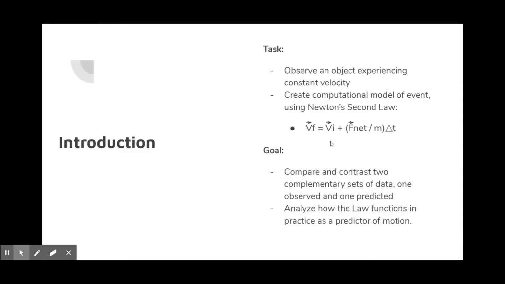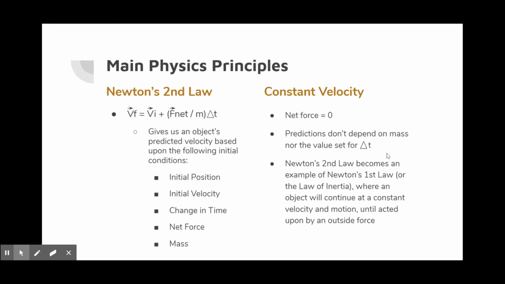As an introduction to the lab, our goal was to observe an object experiencing constant velocity and use our resulting data to create a computational model through GlowScript, which is coding software for 3D modeling, which would then act as a predictor for our observed data based upon the proper implementation of Newton's second law, or the momentum principle, which I have written out here. The experiment should yield two complementary sets of data, one observed and one predicted, as a means to familiarize ourselves with computational modeling and with what Newton's second law can be used for in regards to how the law functions in practice as a predictor of motion.